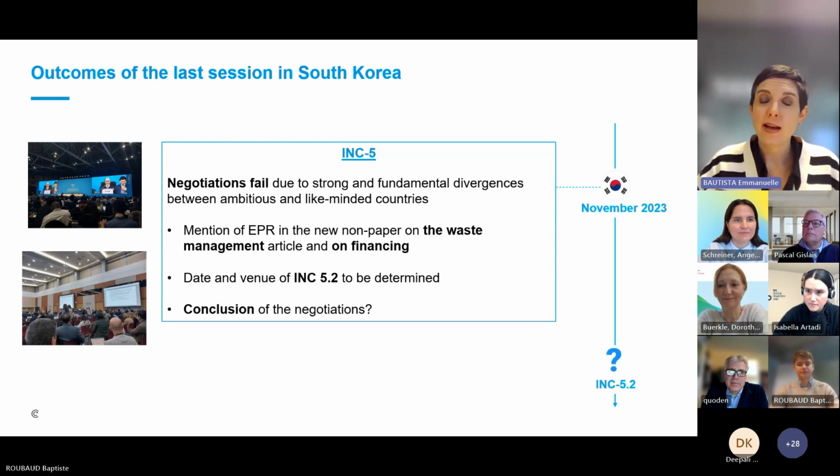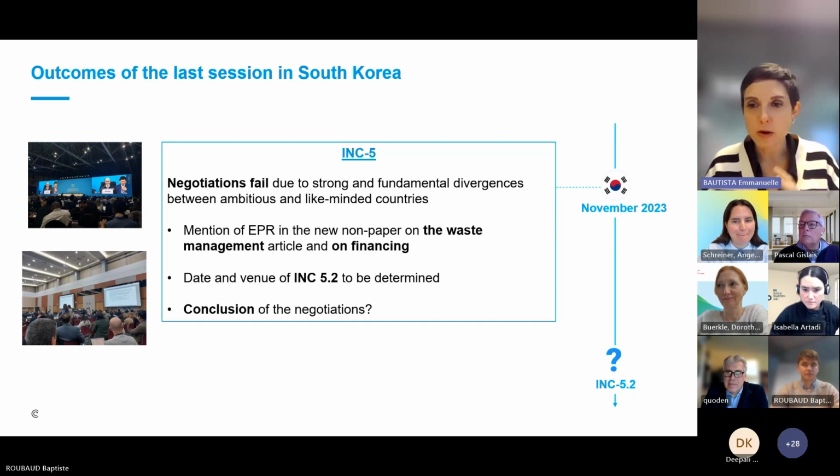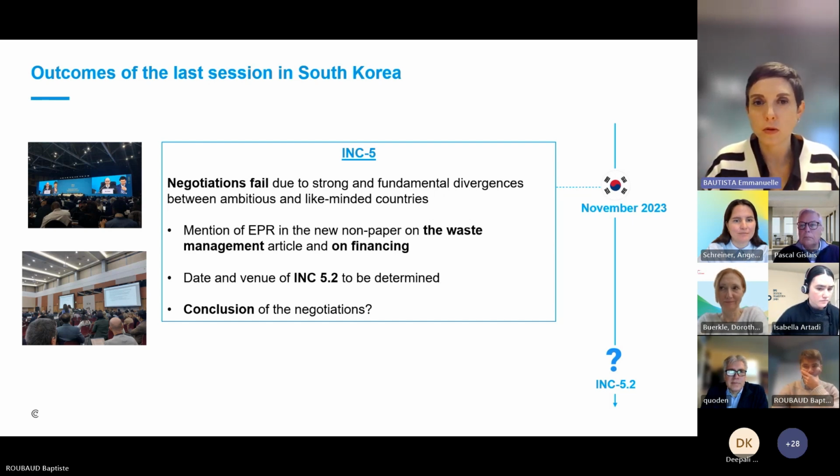To conclude the negotiations, the divergences are very important, between ambitious countries and a like-minded coalition led by Russia, India, and the different oil-producing countries. So let's see how it will be possible to conclude this negotiation. Maybe next year. INC5.2 is already in mind, but we don't know when and where it will be.